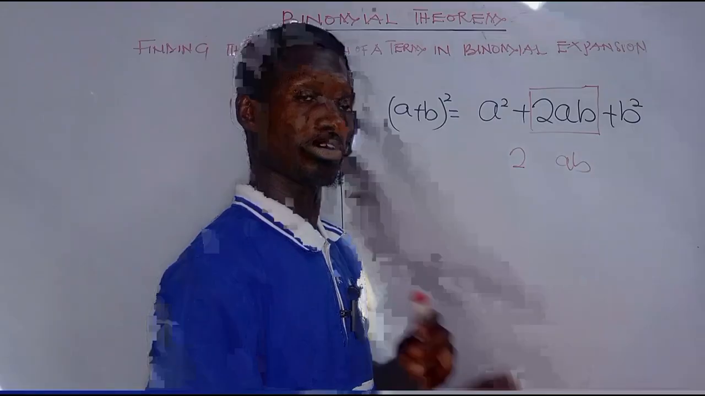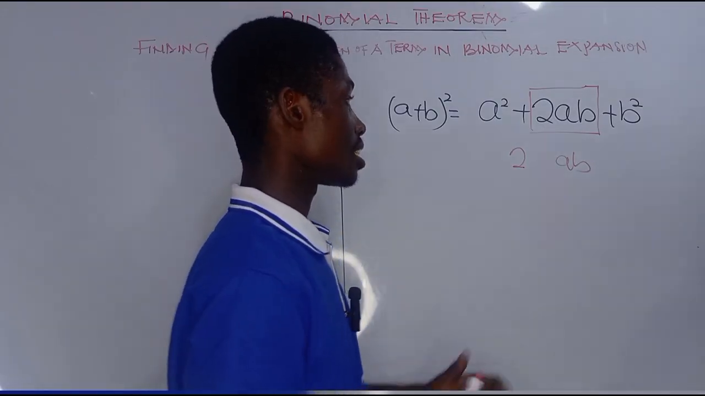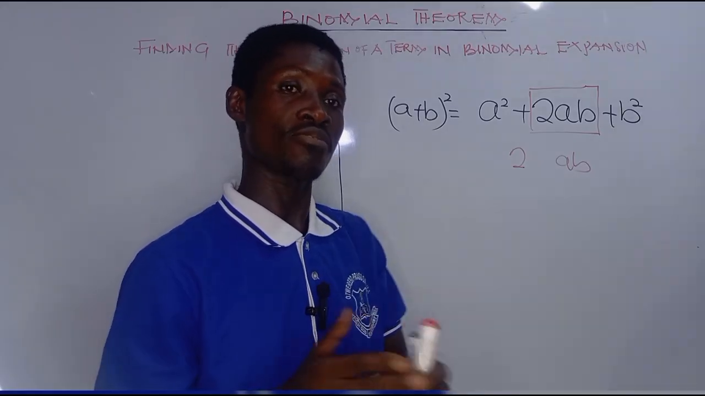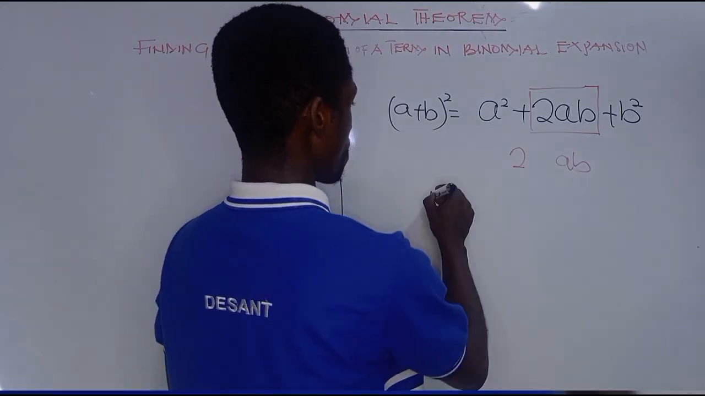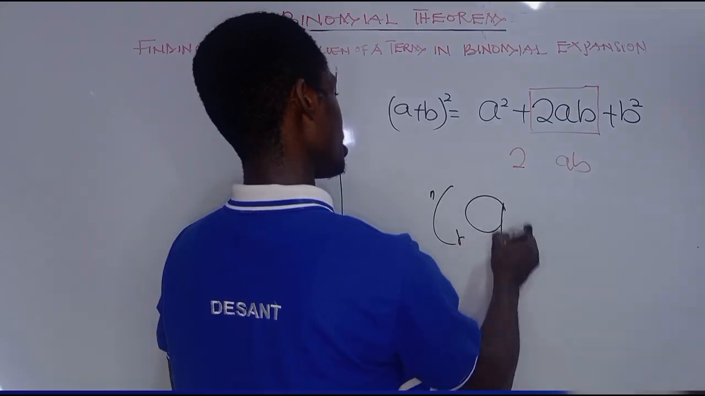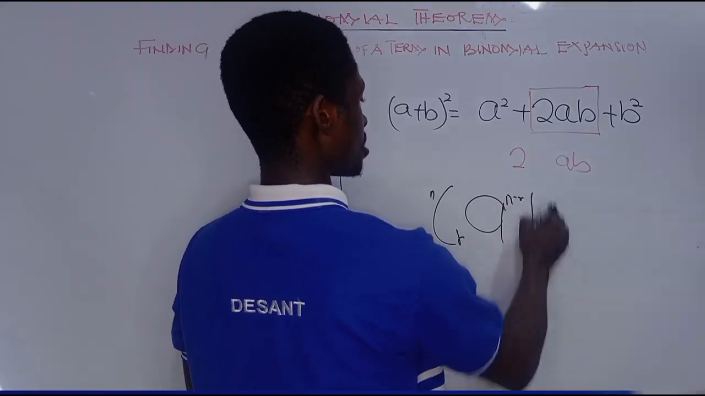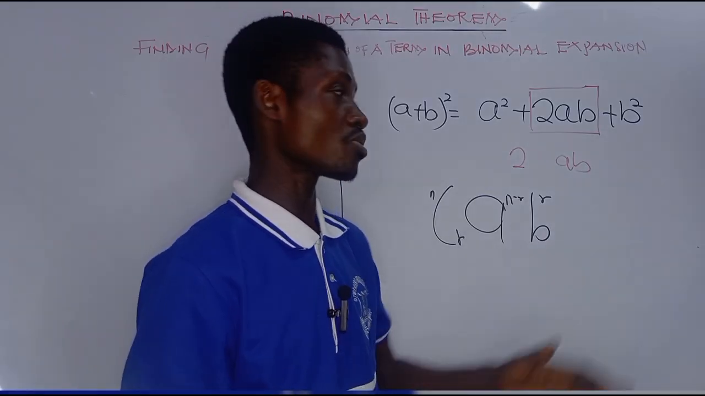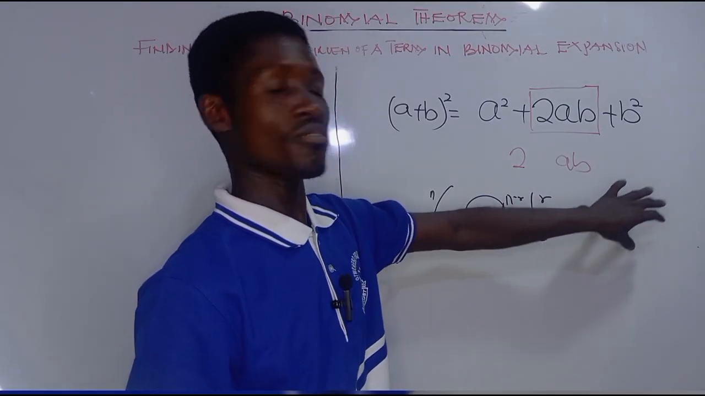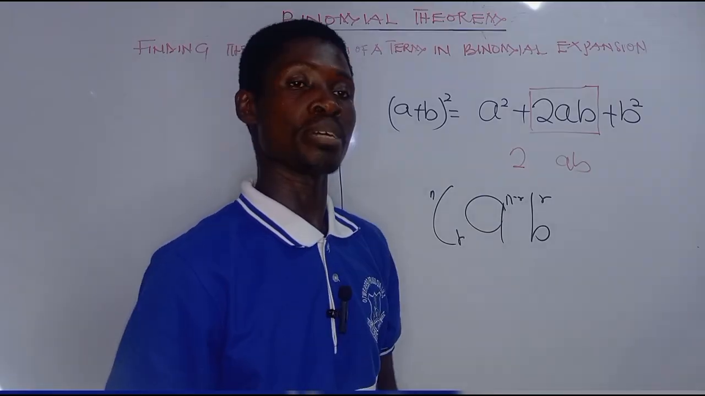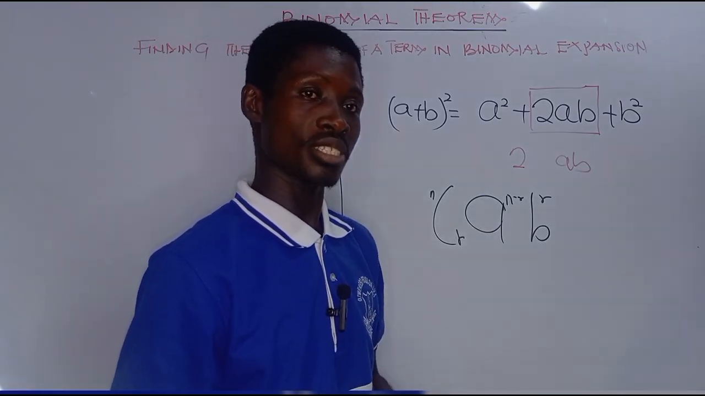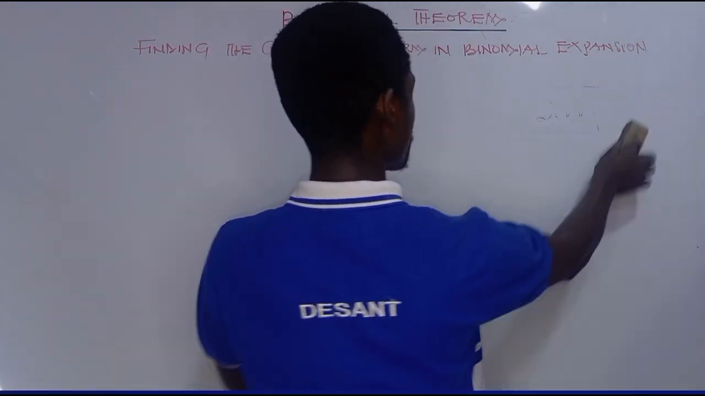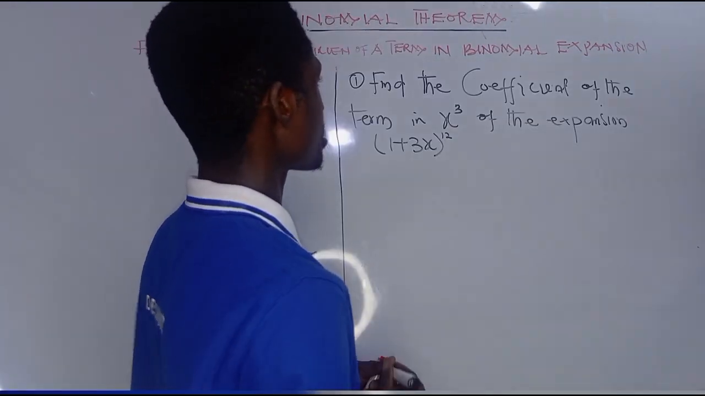So let's take examples and then see how best we can apply it. Remember, we are still going to make use of the general term formula, which is given as n combination r, a to the power n minus r, b to the power r. This is the formula that is going to help us to find the coefficient of a given term in a binomial expansion. So let's take our first example.